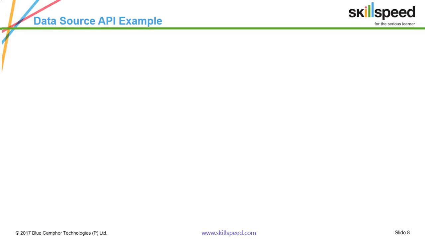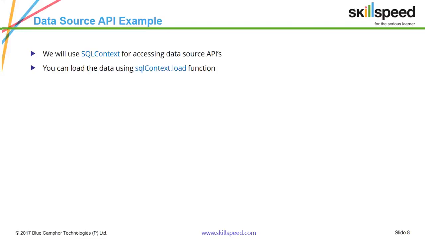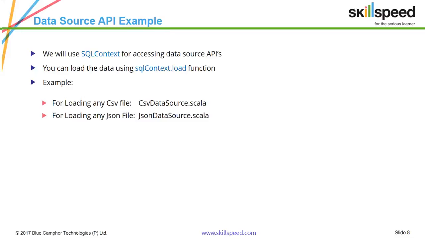Now let's look at an example, and don't worry if you don't understand it right now, because we will be seeing these examples as we go along with the hands-on. Now there is an object called SQL context that is created and used to access the Spark SQL libraries. And the function that we will be using is SQLContext.load. Now if you want a CSV file, you can say CSV data source.scala, or you can say JSON data source.scala for JSON files.